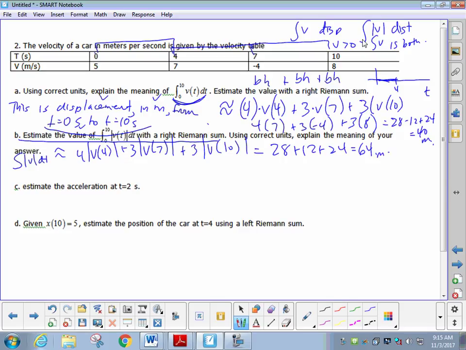Notice here it doesn't ask you to explain first. It asks you to explain your answer. So tell me what happened. Did you say what it did first and then the time, or the time first? You could say either. The car travels approximately a distance of approximately 64 meters from time equals 0 seconds to time equal 10 seconds.